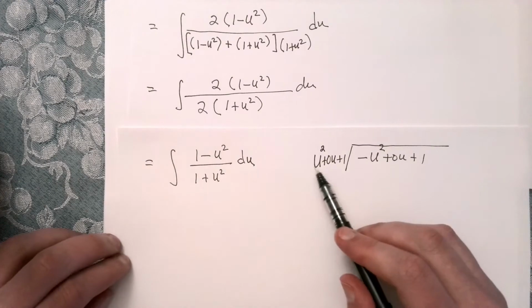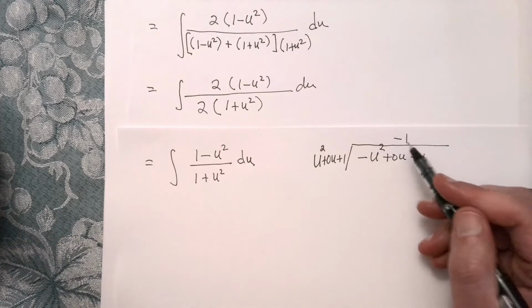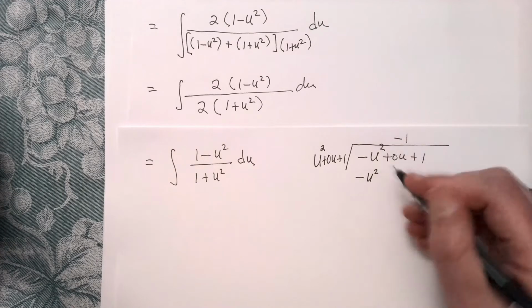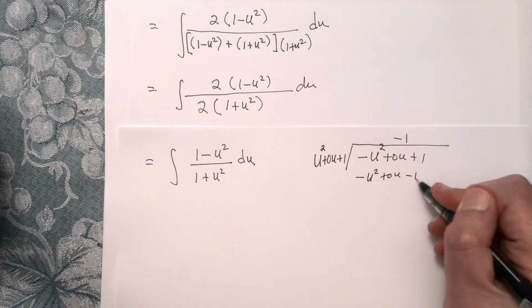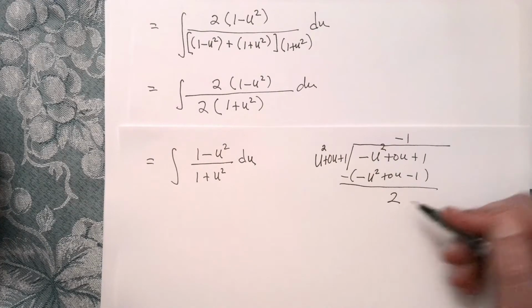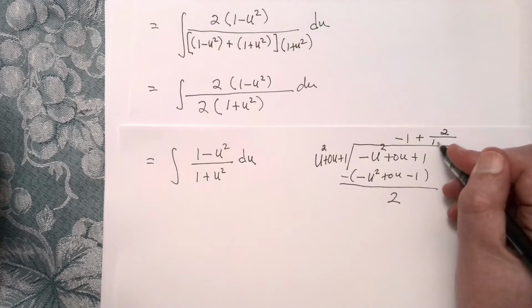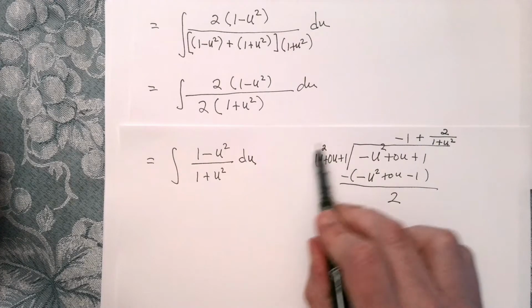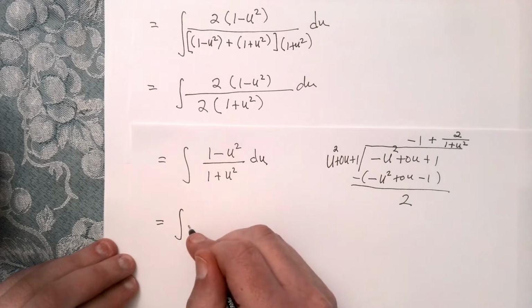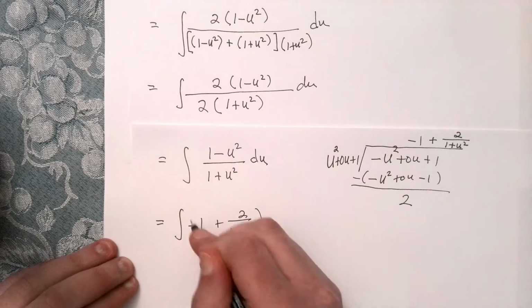Okay, so let's see here. So u squared goes into minus u squared minus 1 times. So I'm going to multiply, so distribute, and then subtract. So this is negative u squared. This will be 0u still. This will be minus 1, but of course we have to subtract that. So that gives me a remainder of 2. So that's 2 over 1 plus u squared, right? So that seems pretty nice. So that's going to give us the following. So we've got minus 1 plus 2 over 1 plus u squared.